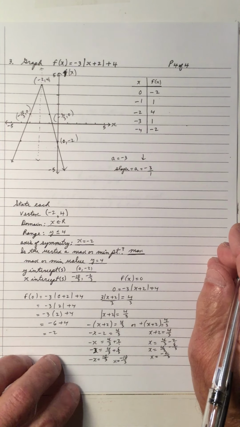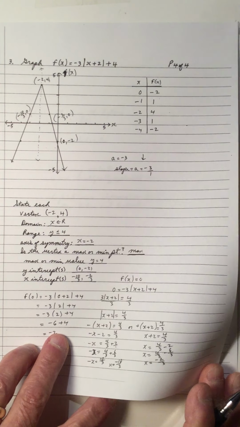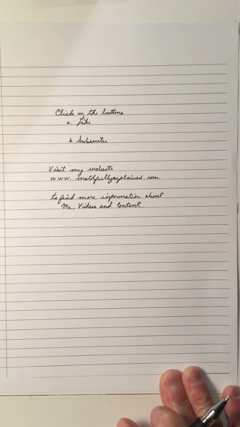So a little bit different question, summing up how to work out the x-intercepts, summing up function notation, etc., etc.